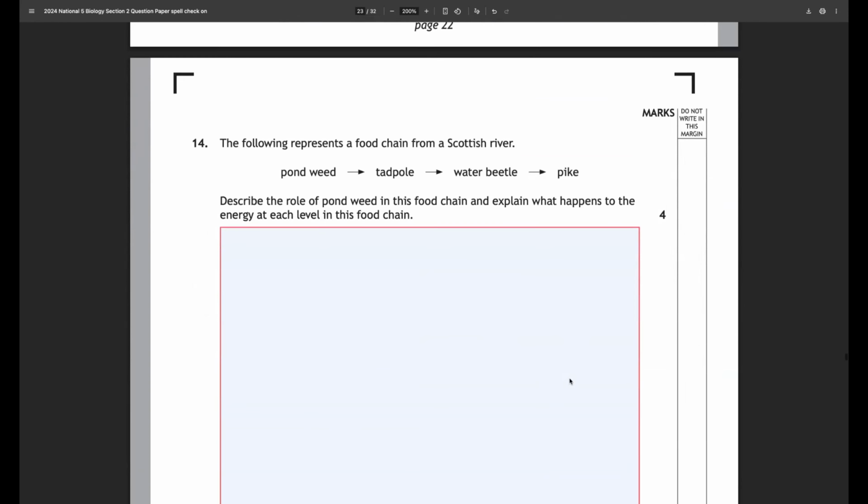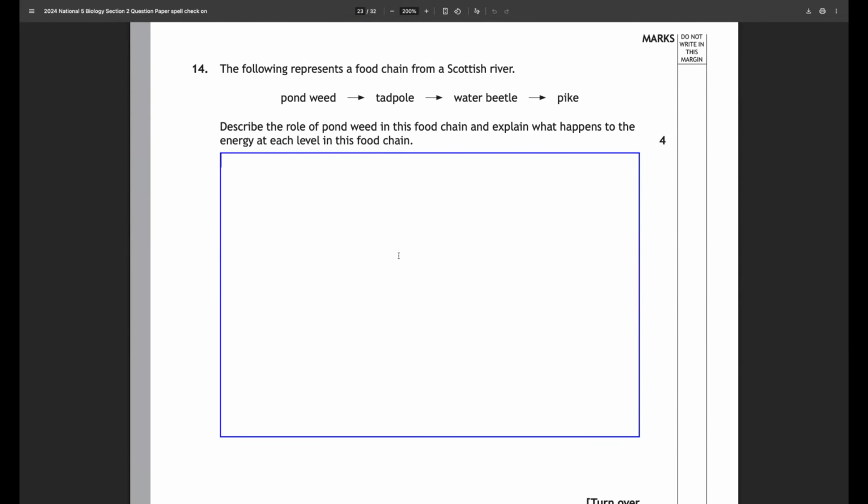Okay, moving along, question 14. Now, I like these questions when I see them. It gets me excited to see a 4-mark question because, you know what, it gives you the opportunity to show off all of that studying you've been doing. Okay, it's an open question about a particular area of the course, and you can write down everything you know. So in this particular one, we're asked to look at this food chain from a Scottish river and explain the role of the pondweed in the food chain and explain what happens to the energy at each level in the food chain. So let's kick off with the pondweed.